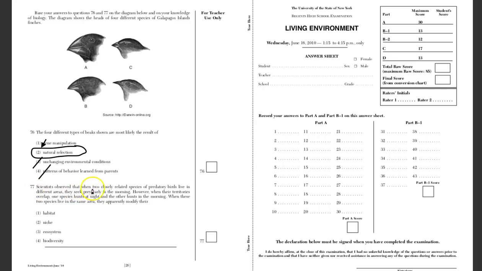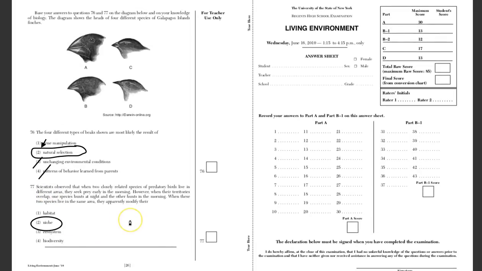Scientists observed that when 2 closely related species of predator birds live in different areas, they seek prey early in the morning. However, when their territories overlap, one species hunts at night and the other hunts in the morning. When these 2 species live in the same area, they apparently modify their, what do you think they modify? Their niche. They modify their niche. They modify their role. Niche is the role that an animal plays in its environment.